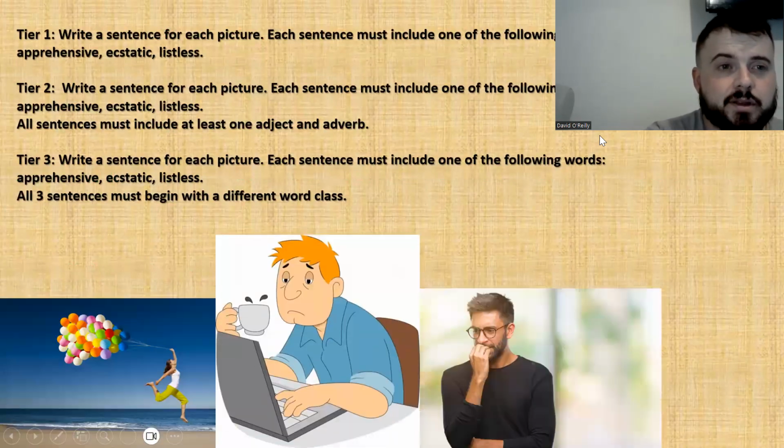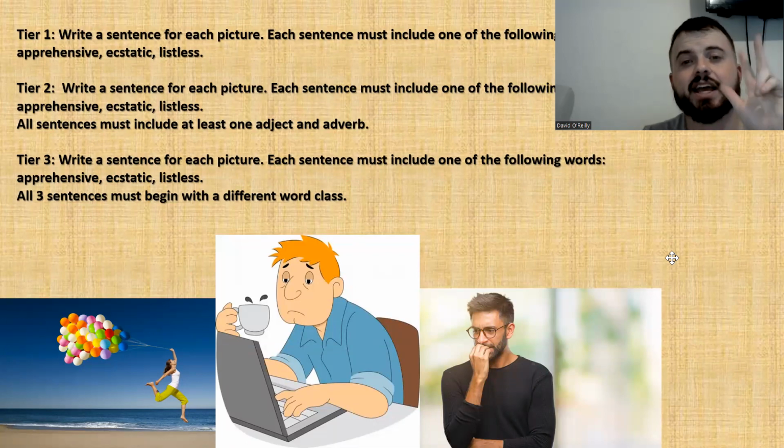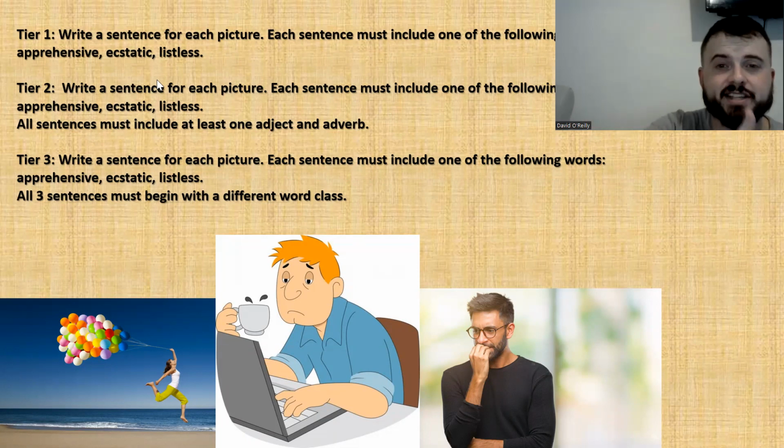So, tier 1. Now we know how the tier structure works, okay? Tier 1. Can you write a sentence for each picture? Each sentence must include one of the following words: apprehensive, ecstatic, and listless. So 3 sentences. Each sentence must include one of those words. So we've got 3 pictures. Write a sentence for each picture, okay?